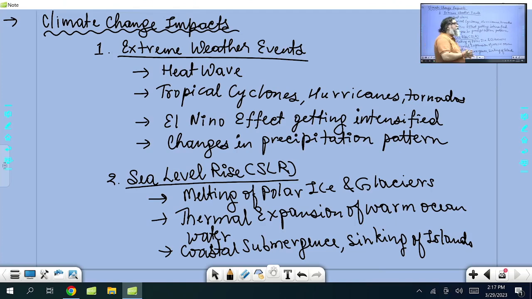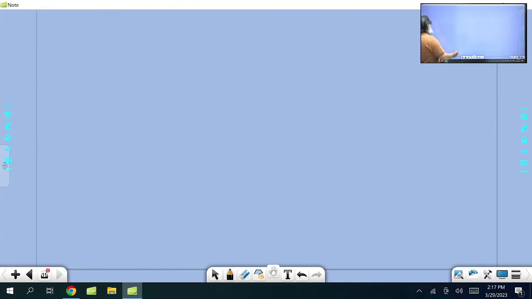Again, what are the other impacts? Agriculture impact, food security, biodiversity loss, health impact. Multiple issues are there linked with this kind of climate change impacts. I'll now write that one. I hope you are writing all these points. So I'll write the point here. So let's look at the third one. Third one is this one. Biodiversity loss.